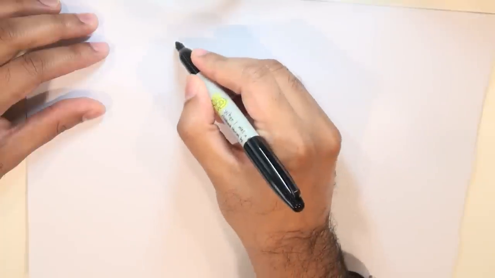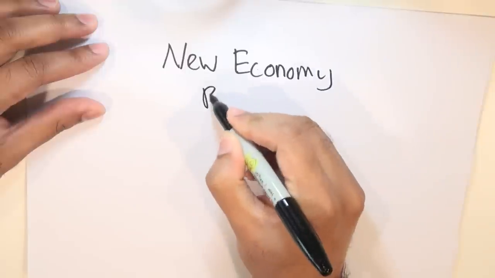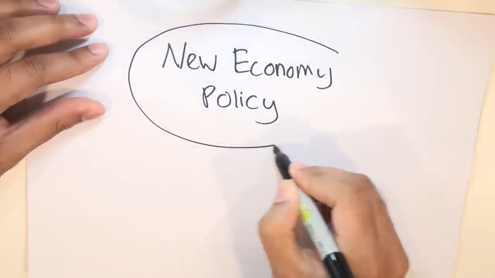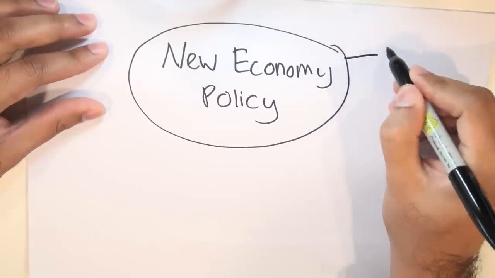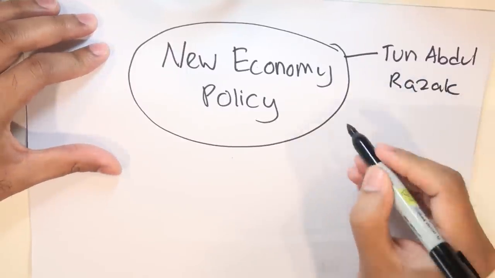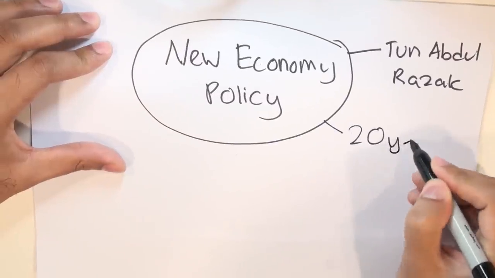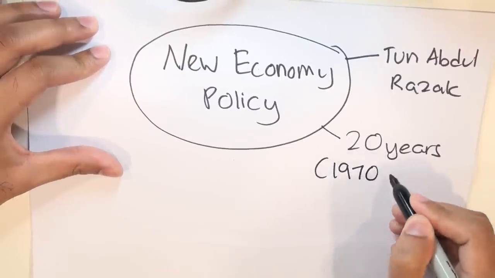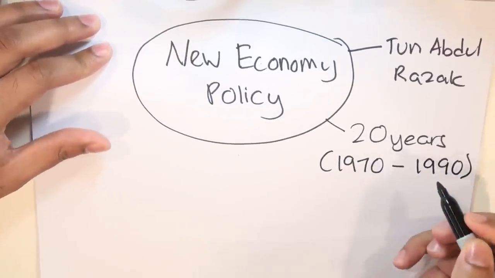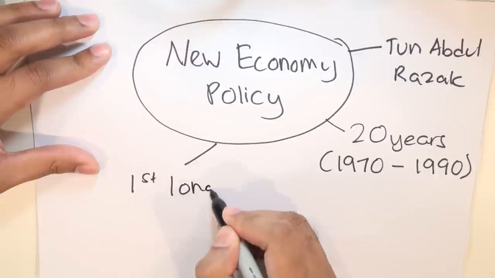Okay, so the question: how is the government going to solve all the problems that we have discussed before? In 1970, the government introduced a new economic policy. Basically, this policy was introduced by Tun Abdul Razak, our second prime minister. This policy was introduced for 20 years, starting from 1970 up to 1990. And this also is the first long-term economic plan.